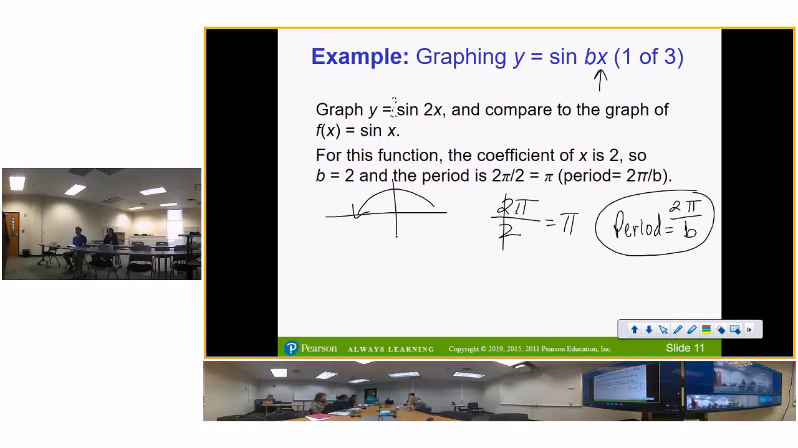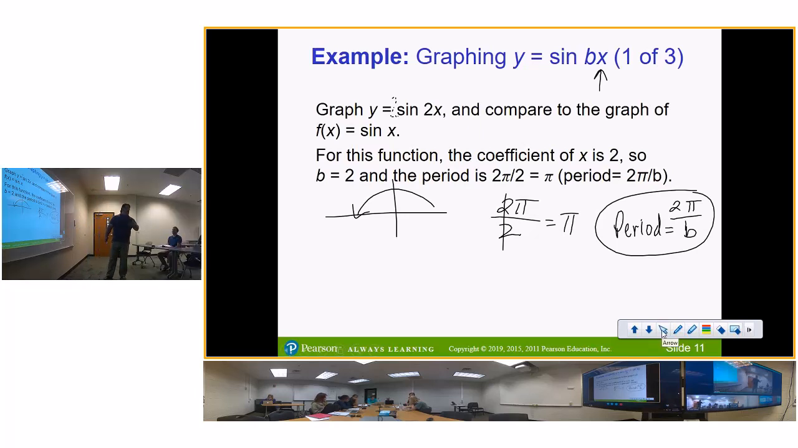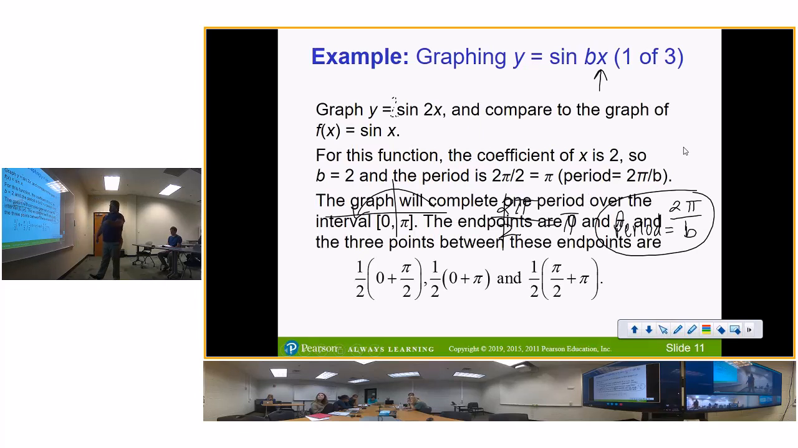Okay, so now the only thing left is the phase shift, and that's like the horizontal shift. So the graph completes the period on the interval 0 to pi. The other interval would be 0 to negative pi. I'm not going to ask a lot of this stuff, so that's why I'm skipping through it.